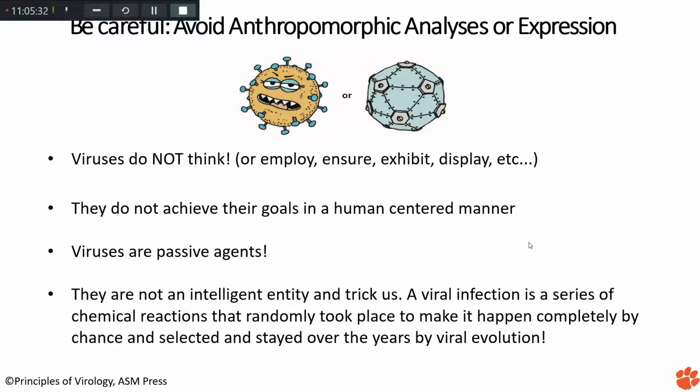For example, as SARS-CoV-2 is going on, with the Delta variant we always say the virus is so smart. But it just happened accidentally, by chance. The virus never thought of making a Delta strain. It just mutated into that and became more infectious. That's what it is. And a viral infection is a series of chemical reactions that randomly took place, completely by chance, and were selected and stayed over by years of evolution. So that's pretty much the idea about the virus.